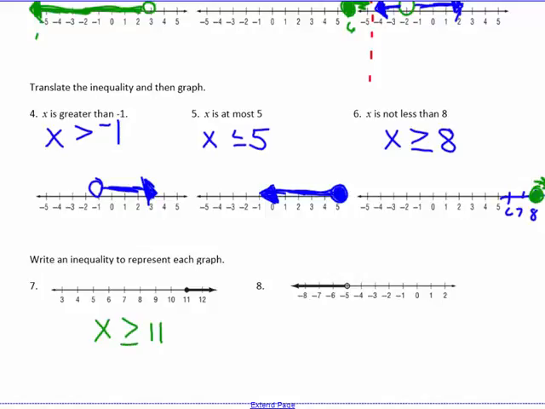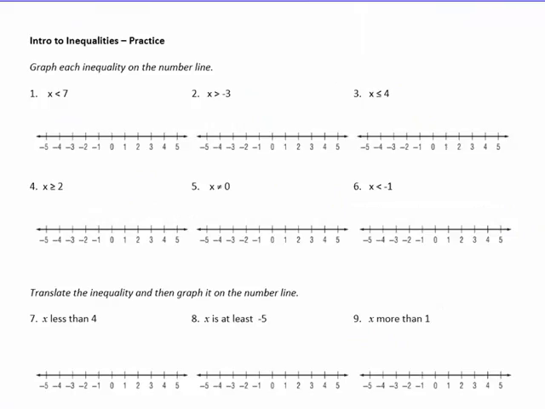For number 8, I'm going to start with my variable. There's my number, -5. Now I've got to figure out what symbol. Well, it's going towards the left, which means those are less than. It's open, which means I do not have to put the line there. All right, next. Oh my gosh, that was it. Look at how easy that was.